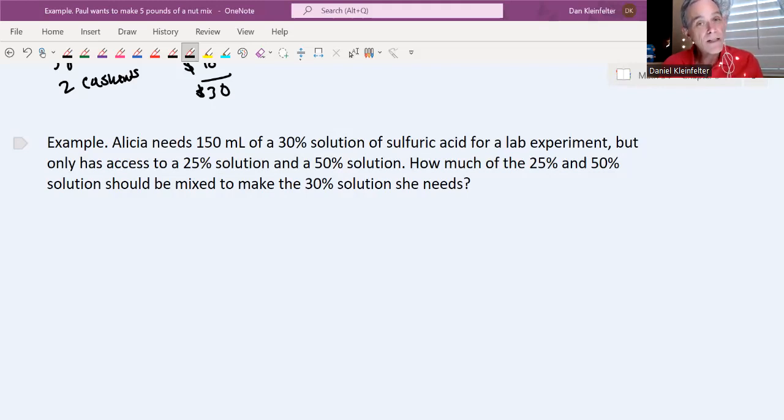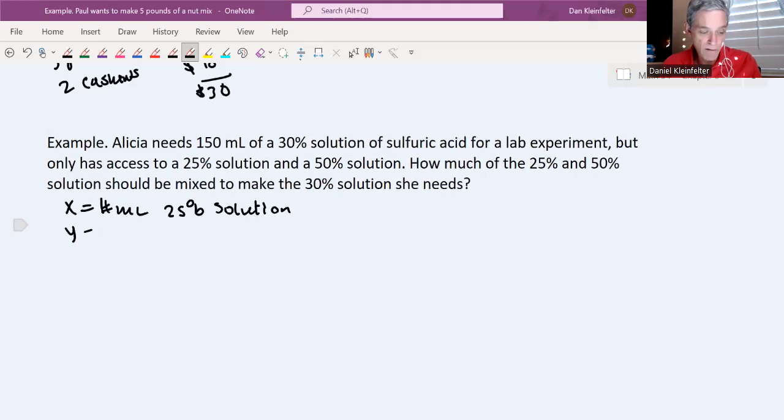She only has access to a 25% solution and a 50% solution. So she's going to mix those. The 25% is too weak, the 50% is too strong. She's going to mix a little bit until she gets the exact 30% that she needs. So there's the question, how much of each of those 2 ingredients she should use in order to make this happen. Okay, so I'm going to make X be the number of milliliters of the 25% solution.